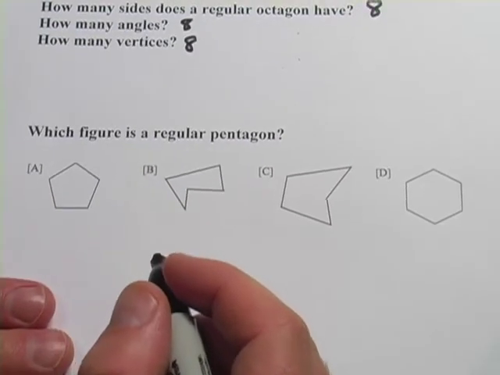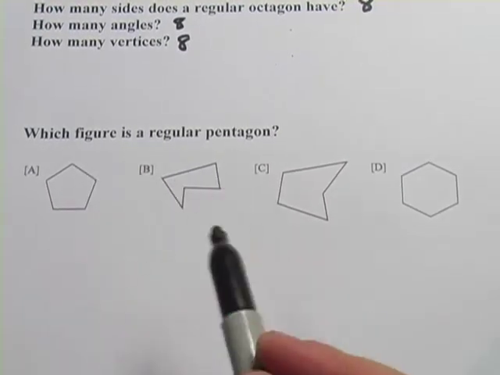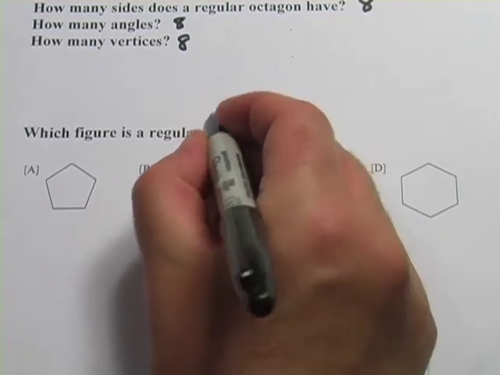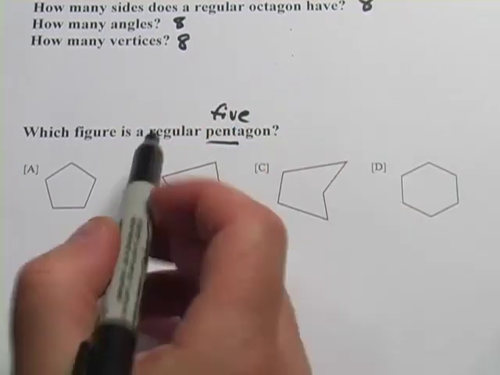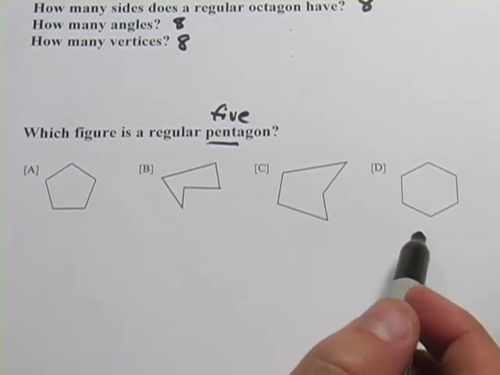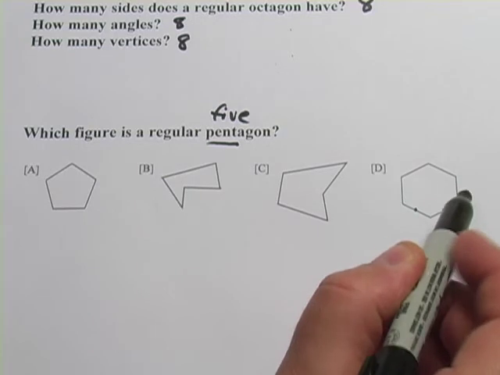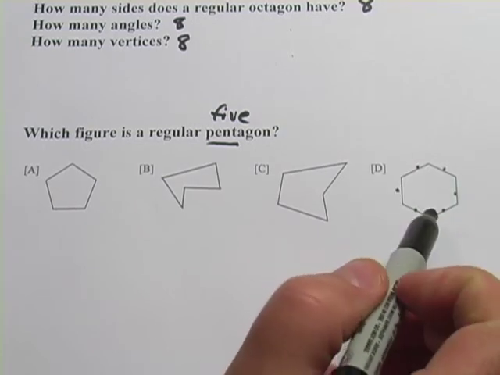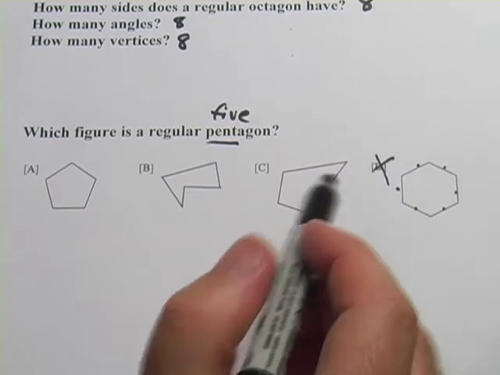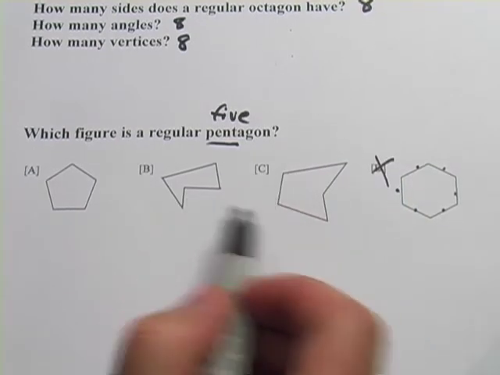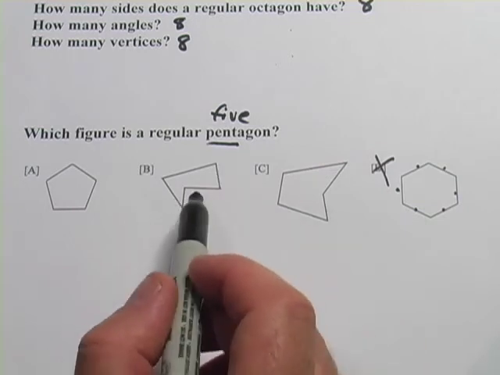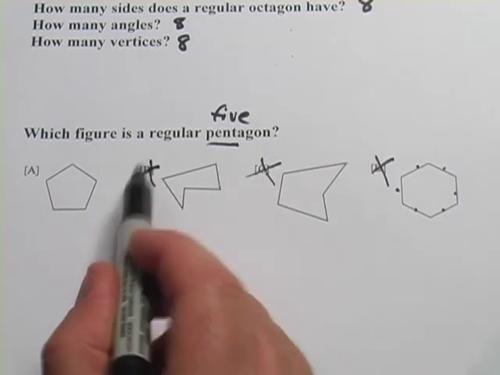All right, last one. It says, which figure is a regular pentagon? So penta, that's a 5-sided one. And regular means all the sides are going to be the same length. So let's just start from the end here. This has 1, 2, 3, 4, 5, 6 sides. Well, that's not a 5-sided thing, so that's out. C and B clearly have sides that are longer than each other. Some sides that are longer than the others. So those are out. Let's look at A.